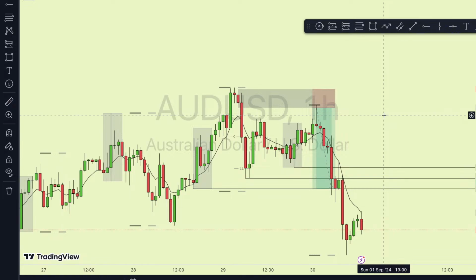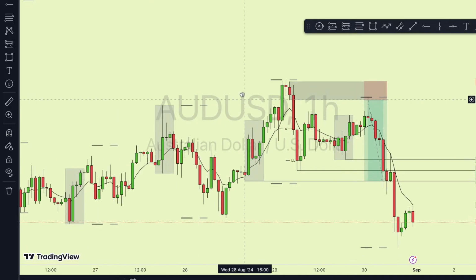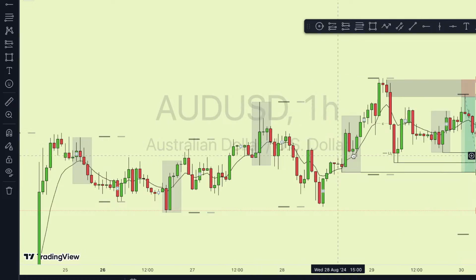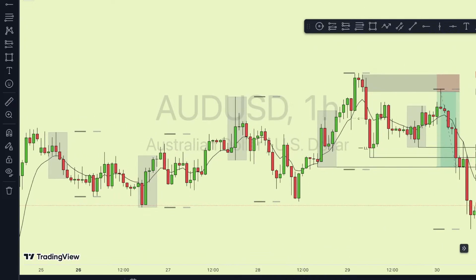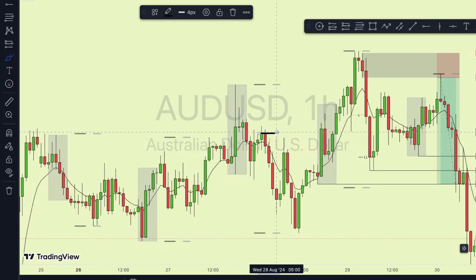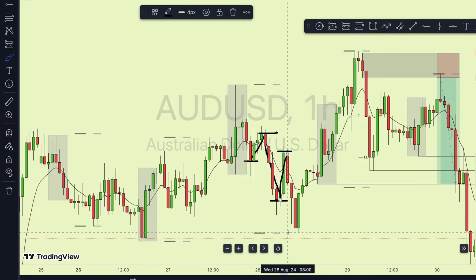So structure does not have to be difficult. You can see here in the hourly, okay? Here in the hourly, we had connect the dots in this current range. If we're making lows lower than the previous lows, what are we making? We are making lower high, lower low. If this high is lower than this previous high, that's a lower high. If this low is lower than this previous low, that's a lower low. Connect the dots. Lower high, lower low, lower high, lower low.